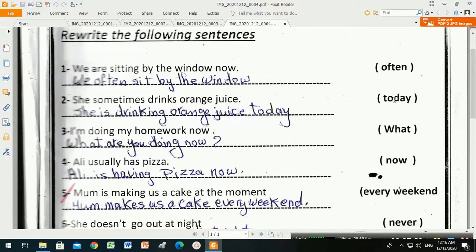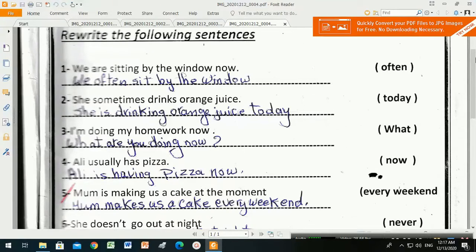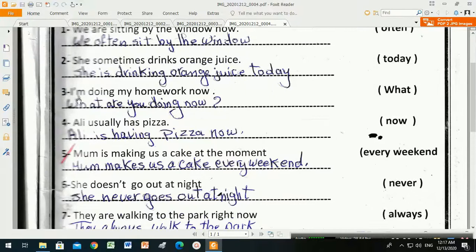Okay, today is the keywords of the present continuous. We all know this. First, we will remove sometimes and s, and then we will put instead of it is, and then we add ing to the verb. She is drinking orange juice today. Okay. Number 3, I am doing my homework now.